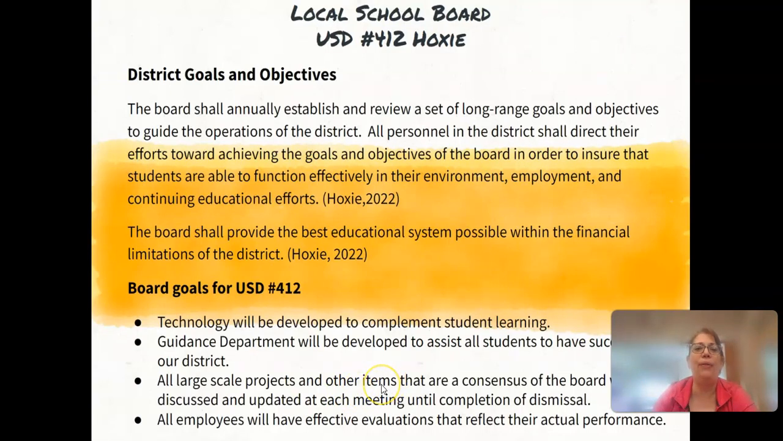All right, so we're going to talk about the USD 412 school board. I went ahead and put the district goals and objectives in here. I'll read those to you. It says the board shall annually establish and review a set of long-range goals and objectives to guide the operation of the district. All personnel in the district shall direct their efforts towards achieving the goals and objectives of the board to ensure that students are able to function effectively in their environment, employment, and continuing education efforts. And the board shall provide the best educational system possible within the financial limitations of the district.